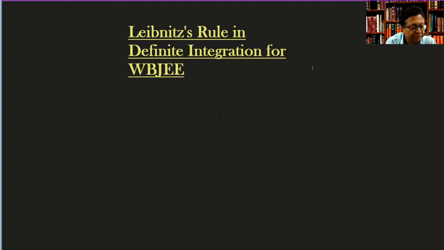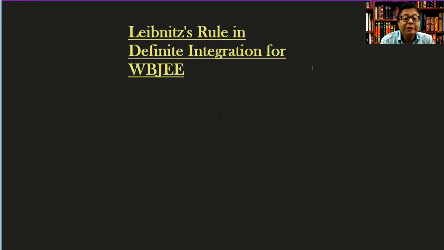Good morning. This Leibniz rule of definite integration is a very important topic for WBJEE maths. Every year, not only WBJEE questions, you can find them in JEE Main and Advanced also. Every year they ask questions based on the concept of Leibniz rule of integration.